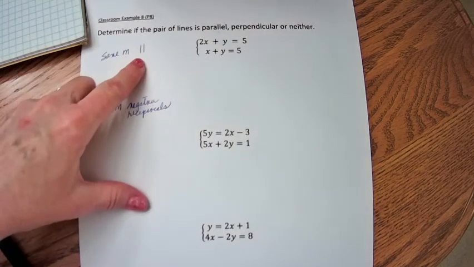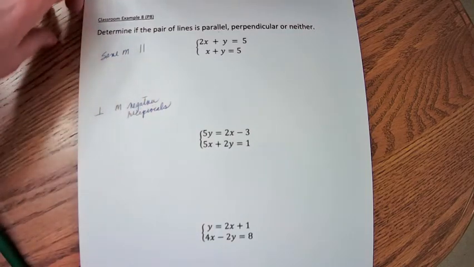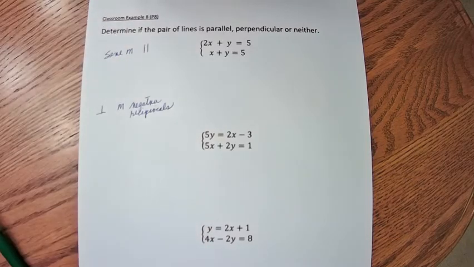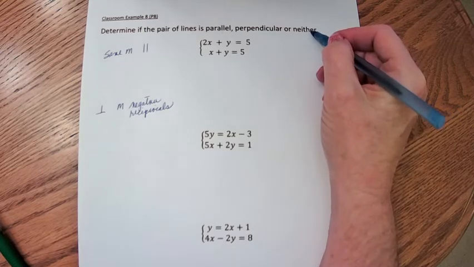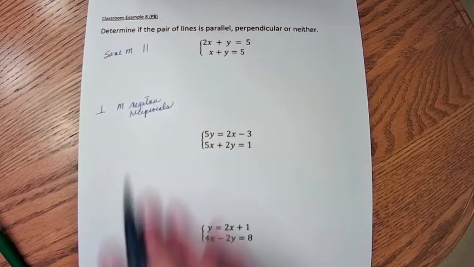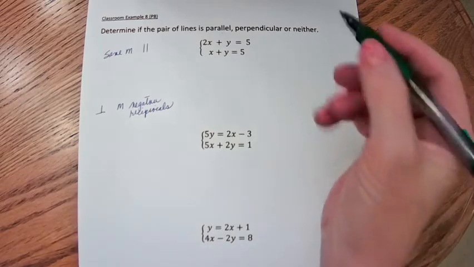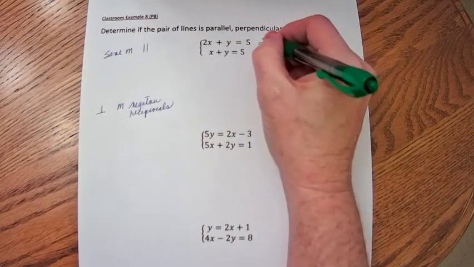So if the slopes are the same with a different y-intercept, they're parallel. If the slopes are the negative reciprocals of each other, they're perpendicular. And if they're not the same, or they're not the negative reciprocals, then they're neither. They'll just meet at a single point. But in order for you to be able to pull out the slope of a line, you have to write them both in slope-intercept form.